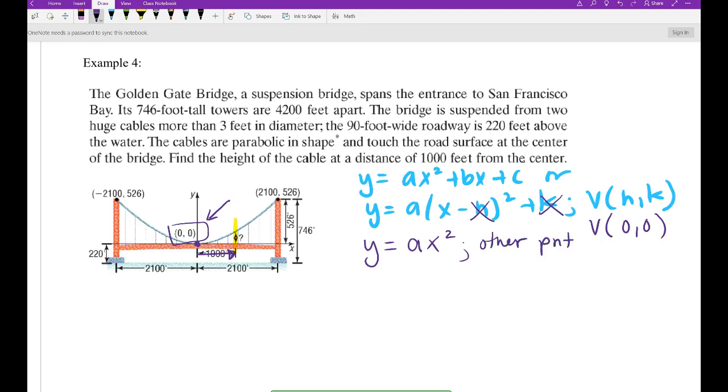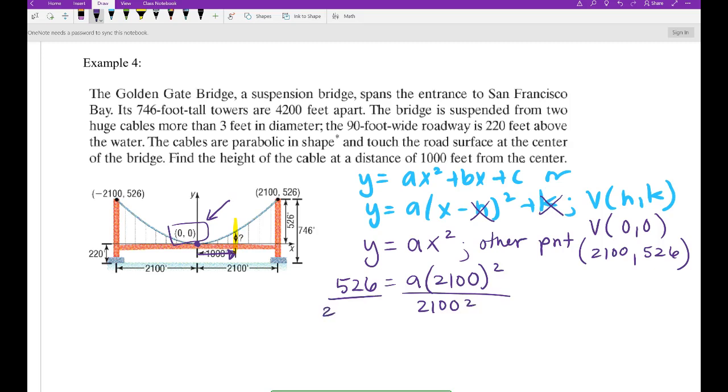Right. Pick any other point. You can pick positive, negative, it doesn't matter. I'm going to pick positive just because I don't have to write that extra negative sign. Is that okay? What do I do with that extra point? Plug it in. y is 526 equals a times 2100 squared. Divide both sides by, leave the 2100 squared as 2100 squared. You don't need to punch it in. It's going to give you really big numbers, and there's no need for that, okay? So a is going to come out to be 526 divided by 2100 squared.